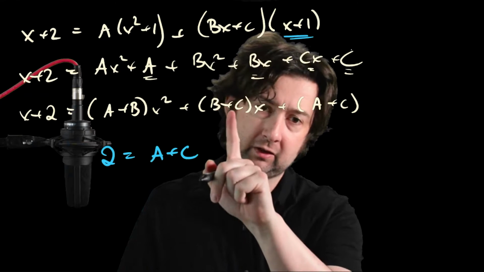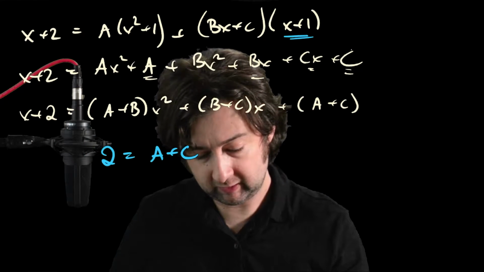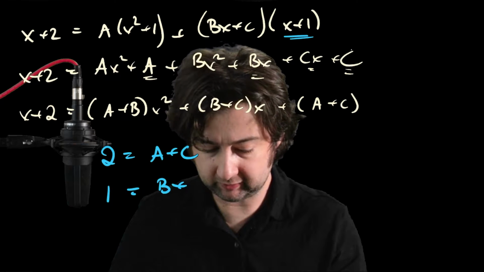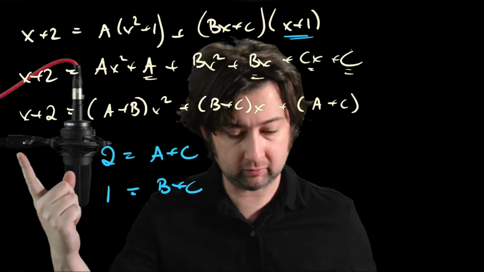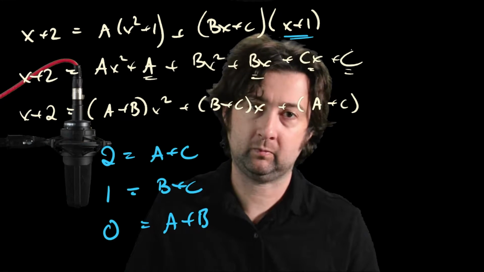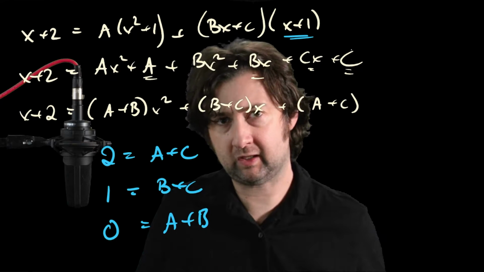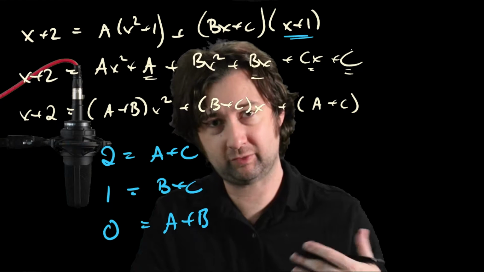The coefficient of the x term is b plus c. The coefficient of the x term on the other side is 1, so it must be the case that 1 is equal to b plus c. The coefficient of the x squared term on this side is 0, so 0 must be equal to a plus b. Now this is a nastier set of equations than we've dealt with so far because we have 3 equations and 3 unknowns.